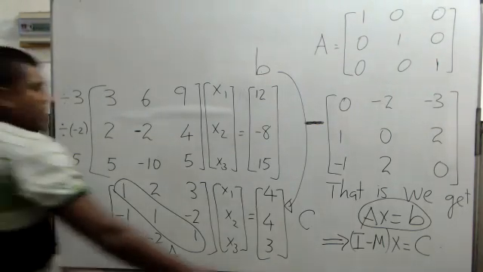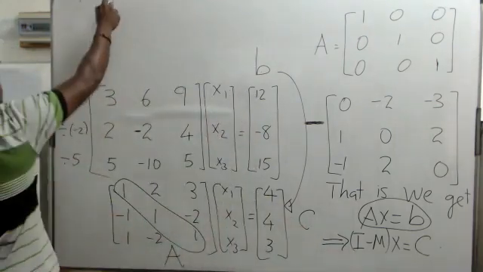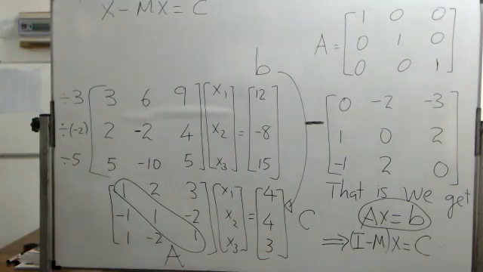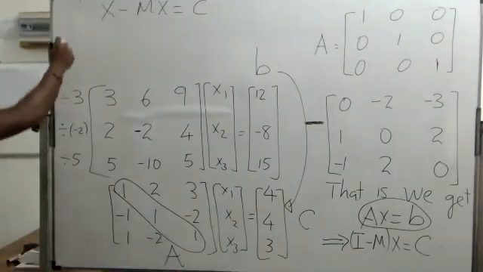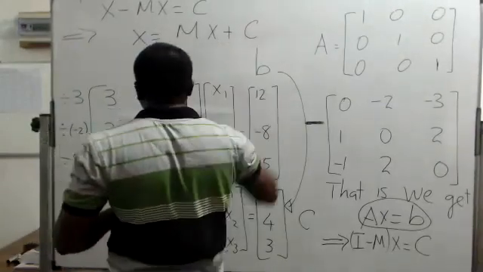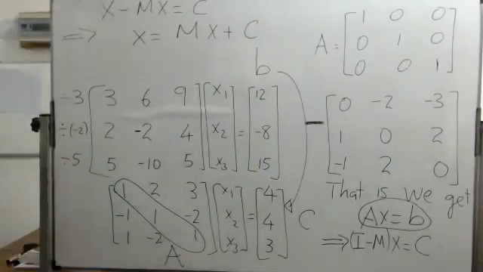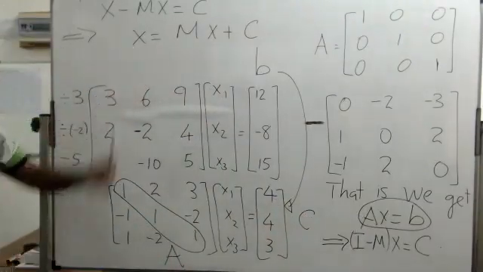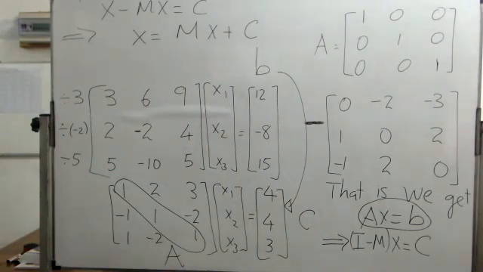This can be done from this line, because if you distribute X, you get X minus Mx equal to C. This is basically equivalent to X is equal to Mx plus C. So Ax equal to B is the original equation, but you are able to rewrite it as X equal to Mx plus C. From having X on only one side, we are now able to rewrite it with X on two sides of the equation. That is how we construct the iterative method.